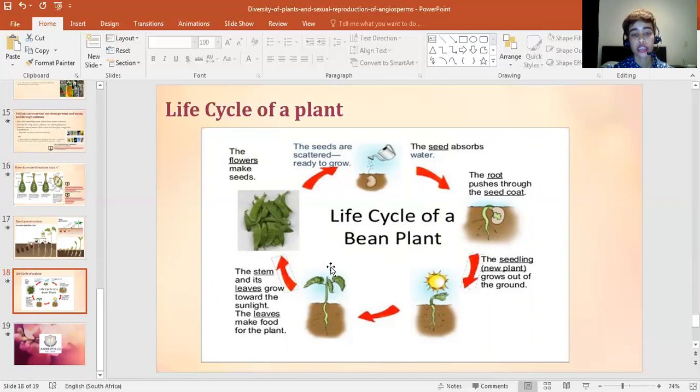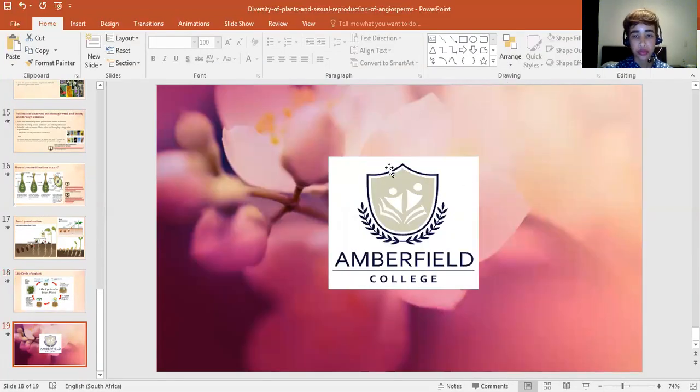If the plant then gets enough sunlight, water, and carbon dioxide, it will grow into a mature or adult plant. The mature adult plant then has male and female parts in it, which will allow it to reproduce, make seeds, and the process will happen once more. Now, that is a brief overview of sexual reproduction in angiosperms.